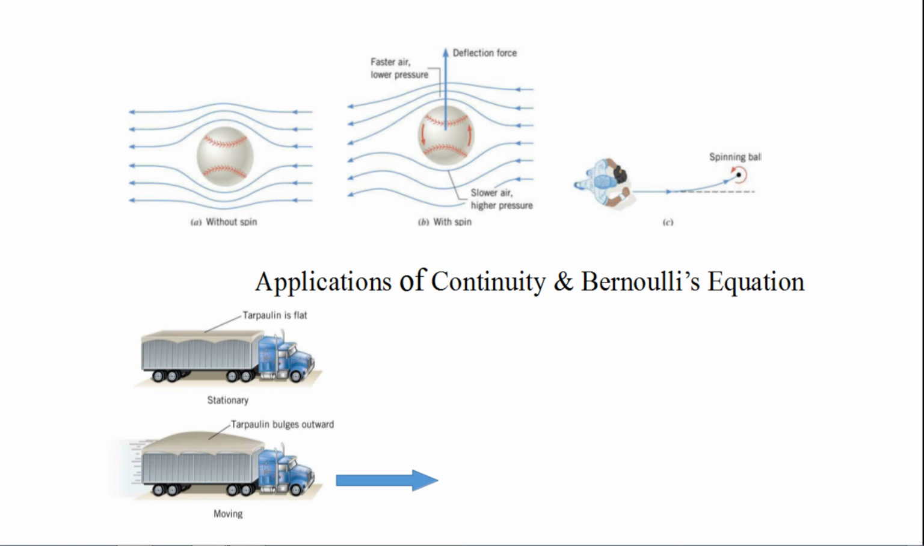The upper diagram shows a ball. When a bowler throws it with spin, how do the high pressure air and the low pressure air create the lift on the ball, which we normally call spinning of the ball? We are going to discuss this as an application. And similarly, when this truck is stationary, its top face is flat, and when it is moving, the top face bulges outward. Why does it happen, and how can we relate it to Bernoulli's equation? Those are interesting applications.